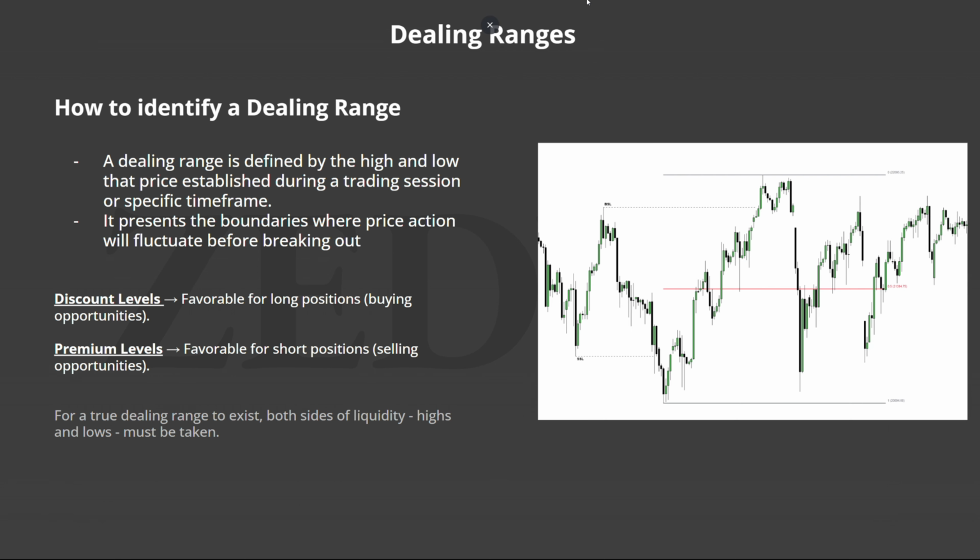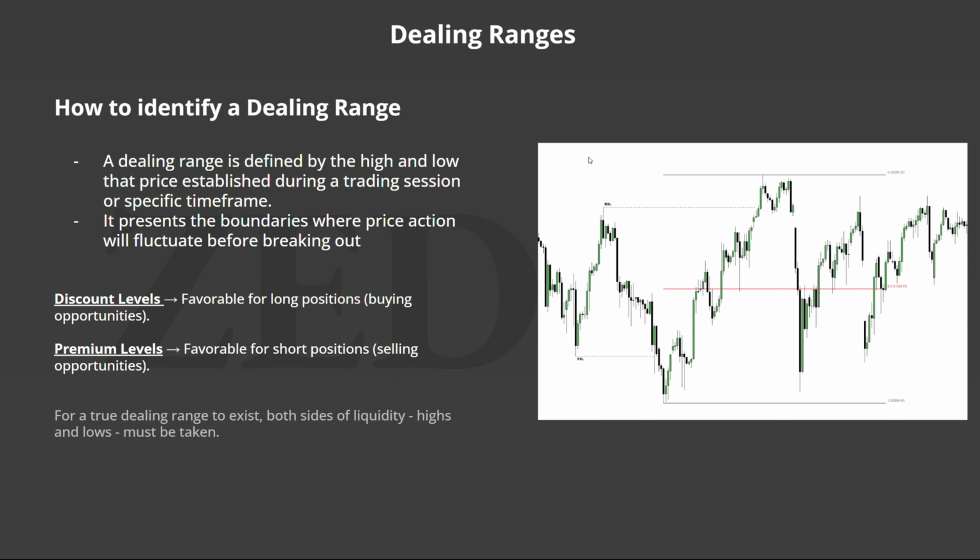Dealing ranges. How to identify a dealing range. A dealing range is defined by the high and low that price established during a trading session or specific time frame. It represents the boundaries where price action will fluctuate before eventually breaking out. Discount levels are favorable for long positions, in brackets buying opportunities. Premium levels are favorable for short positions or selling opportunities.